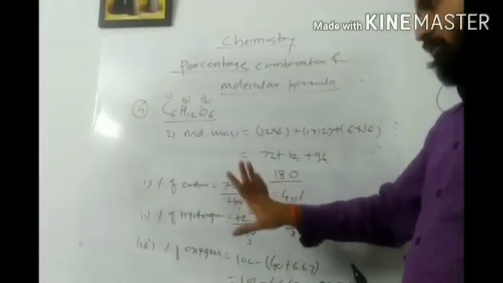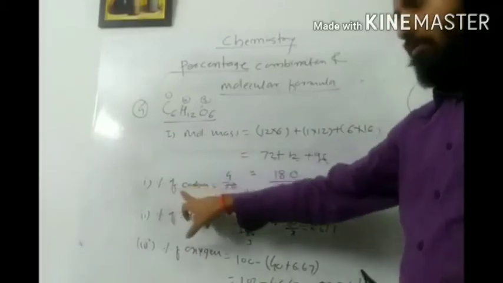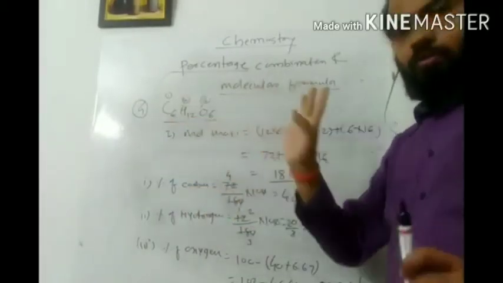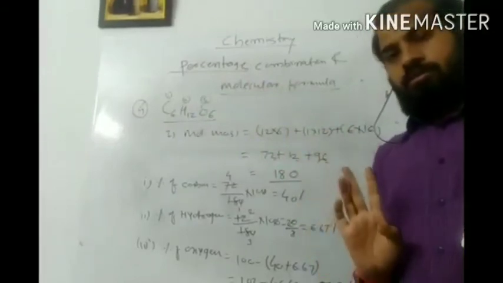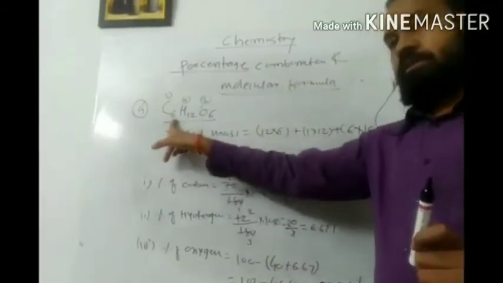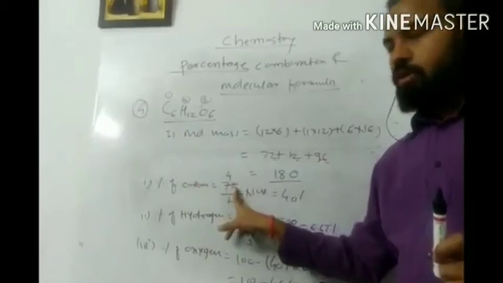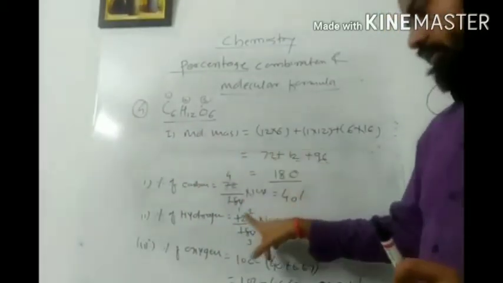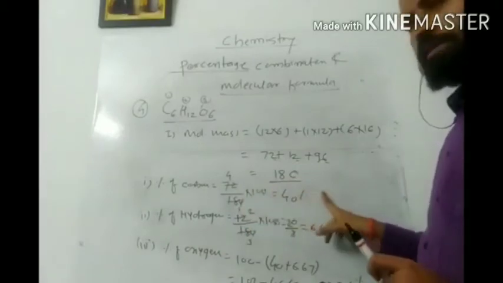So here in this case, for example, if I want to calculate the percentage of carbon, I am going to consider the weight of the carbon. As I know, the atomic mass is 12 for carbon, and a total of 6 atoms are there, so 12 into 6 becomes 72, divided by the molecular mass. The total molecular mass is 180, into 100, that gives you the percentage of carbon.